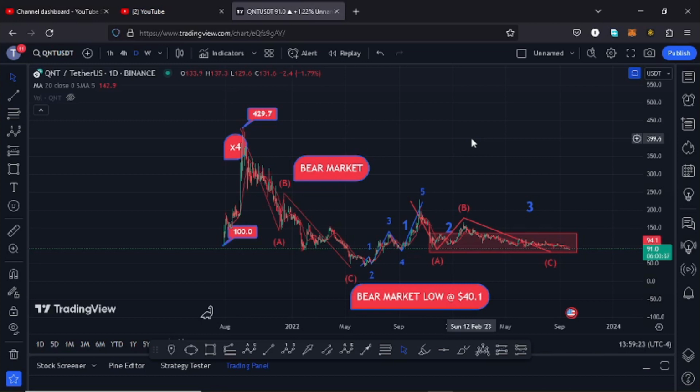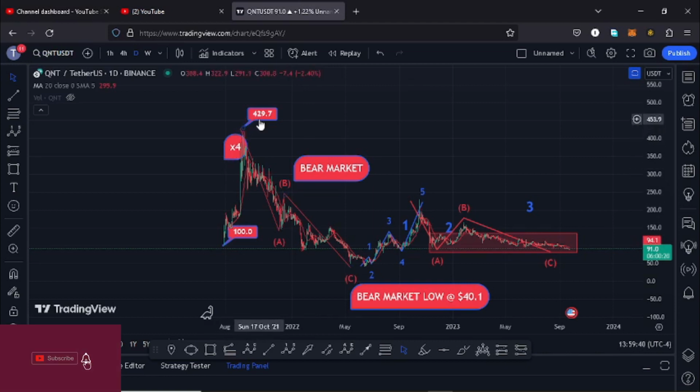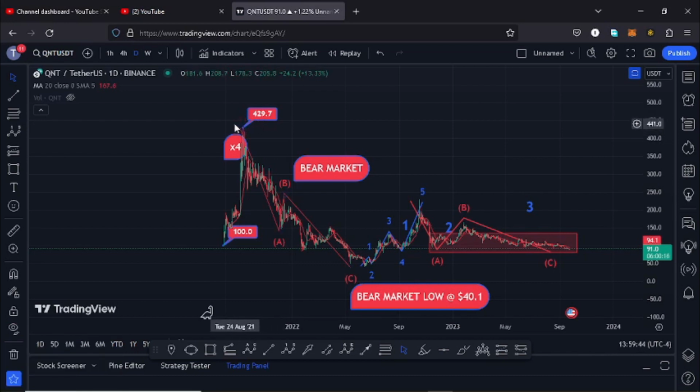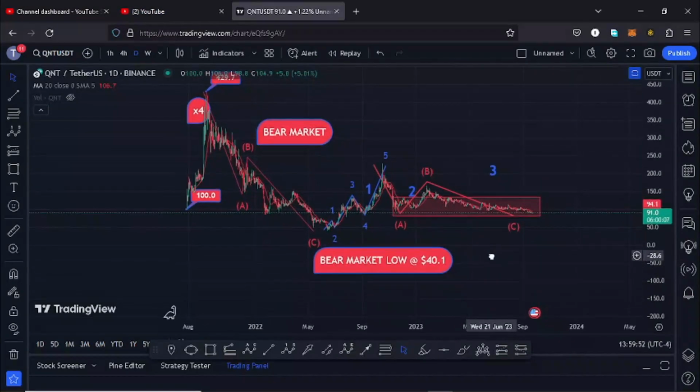Starting the video by first sharing my long-term Elliott wave analysis, you can see that QNT back in 2021 gave us that massive bounce to the upper side, giving us a 4x and an all-time high at around the $429.7 mark. And after seeing the all-time high, we started a bear market where we had been seeing a corrective structure in this ABC corrective move, a move that gave us a bear market low at around the $40.1 mark.